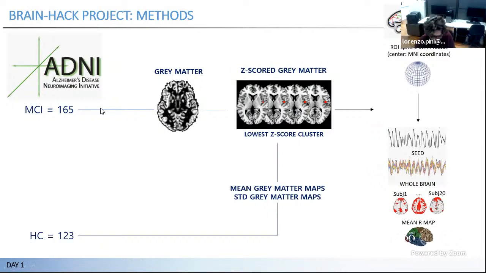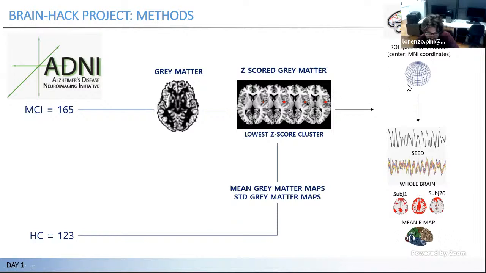So what we have done in the first step was to extract the information from atrophy. We segmented the structural MRI of our 165 MCI patients. Then, based on the mean and standard deviation maps of the gray matter from healthy controls, which were age matched with our patients, we computed a z-score gray matter map. Then from this z-score map, for each patient, we extracted the peak of z-score, reflecting the highest value of atrophy compared to the healthy controls.